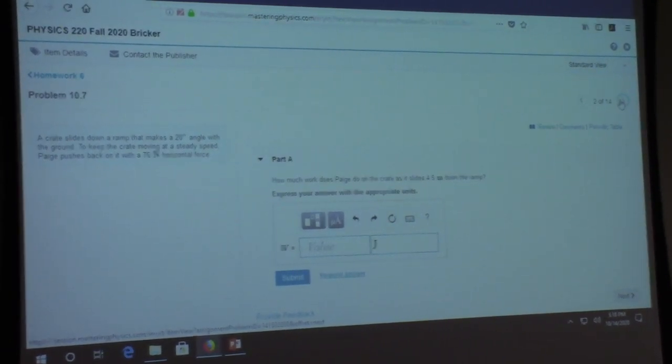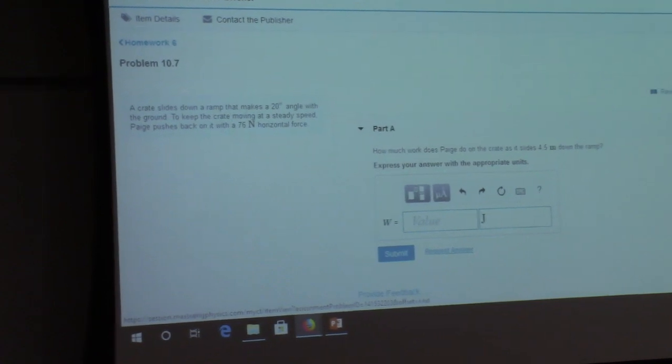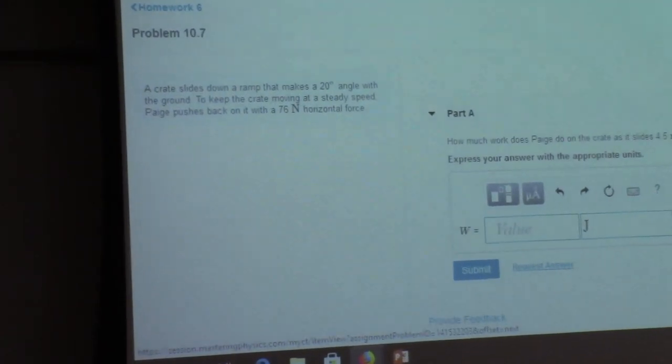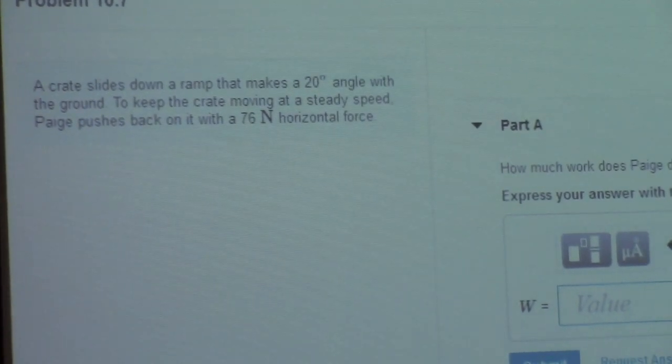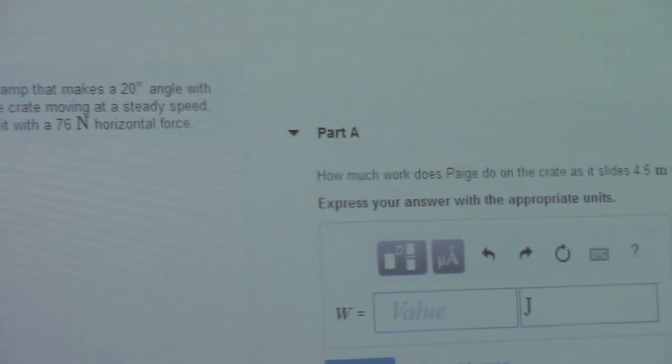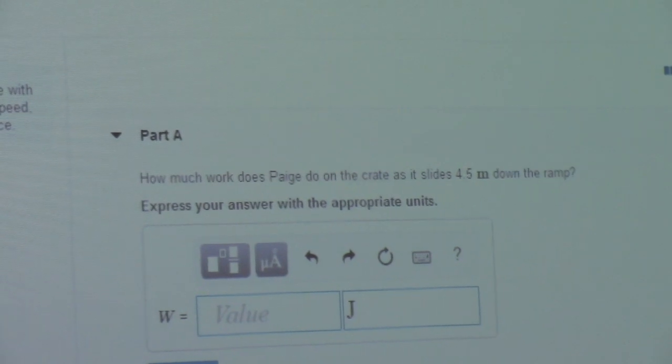Let's see. A crate slides down a ramp that makes a 20-degree angle with the ground. To keep the crate moving at a constant speed, Paige pushes back on it with a 76 Newton horizontal force. How much work does Paige do on the crate as it slides down the ramp? Okay, so we'll have to carefully draw a picture.